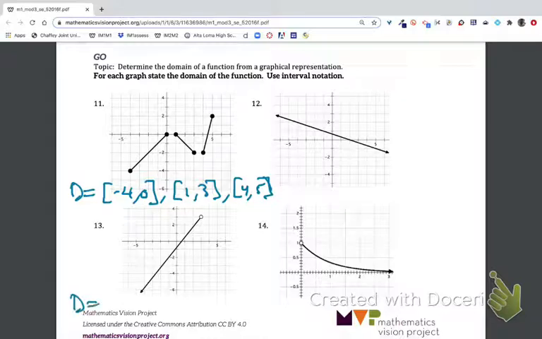For number 13, notice that we've got an arrow and a circle. So that arrow tells me that it's going to go on forever and ever. Negative infinity. And it's going to go all the way up to 3, but doesn't actually touch 3, that open circle. So our open parentheses tells us that it will go all the way up to 3, but not actually touch it.